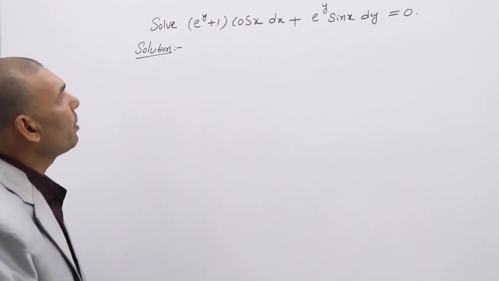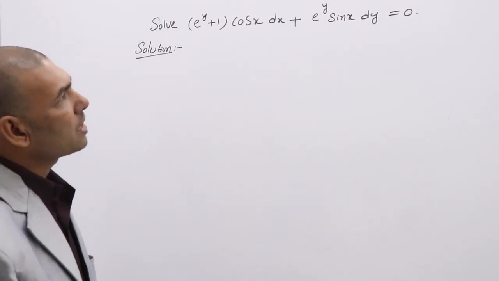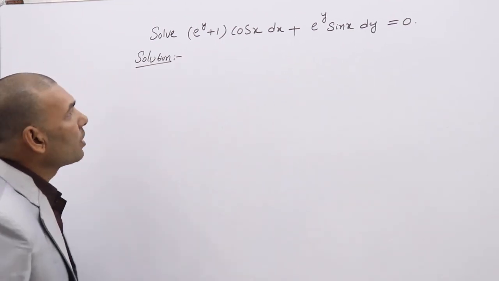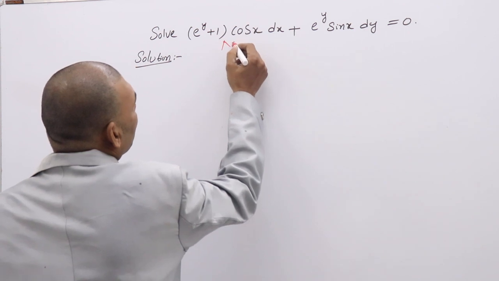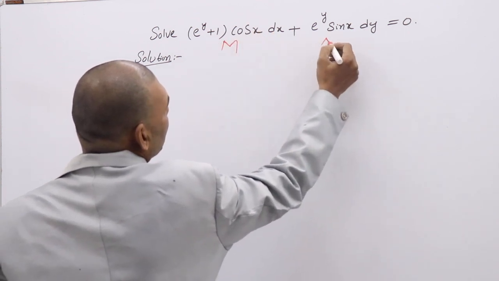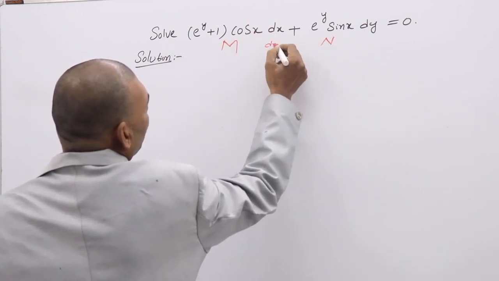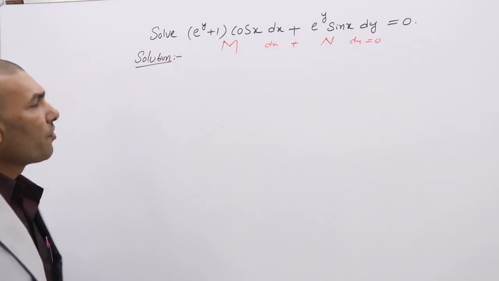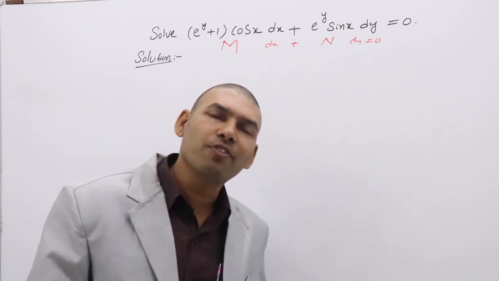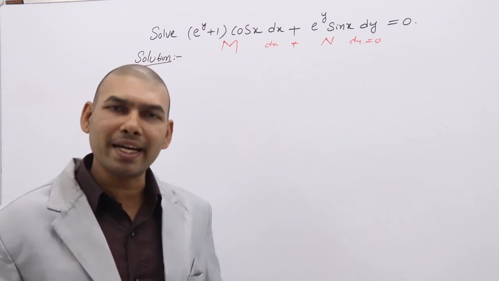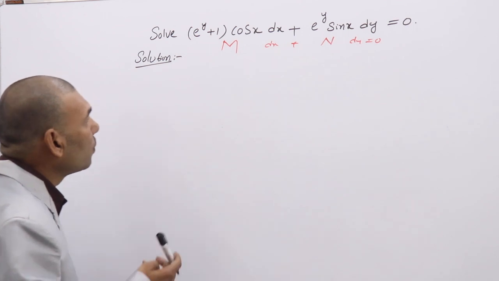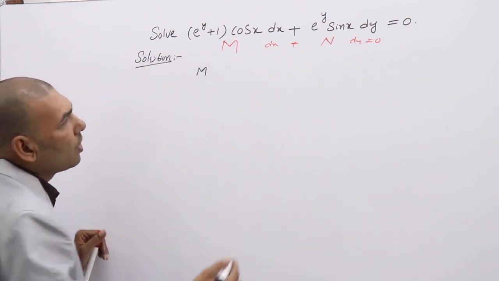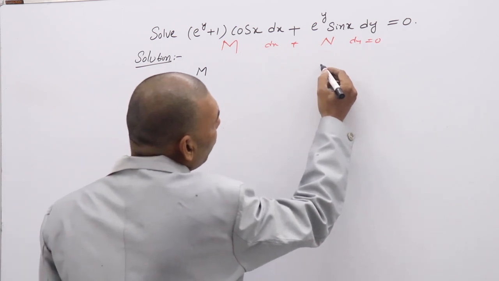Solve (e^y plus 1) cos x dx plus e^y sin x dy equal to 0. So this is a direct one, which is in this form. This complete term is M. So we have M dx plus N dy form. To decide whether that is exact or not, you need to find ∂M/∂y and ∂N/∂x. Before that, note down what is M and what is N.